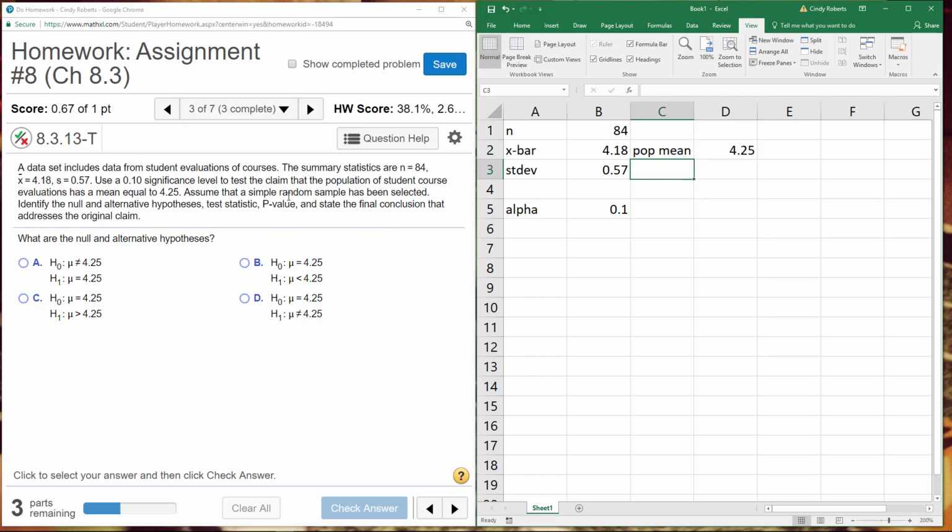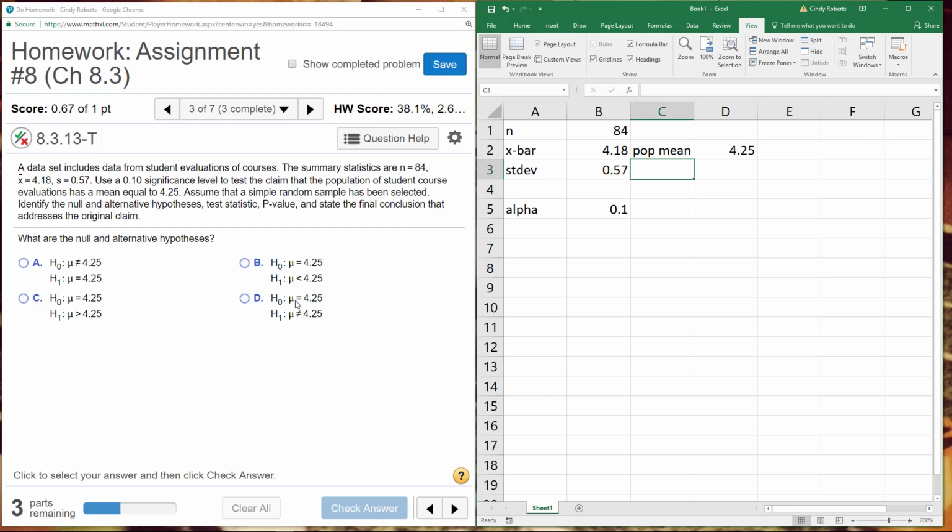All right, so we want to test the claim that the population of student evaluations has a mean equal to this. So there's nothing saying that it's less than or that it's greater than. So we're just going to test to see if there is a difference.